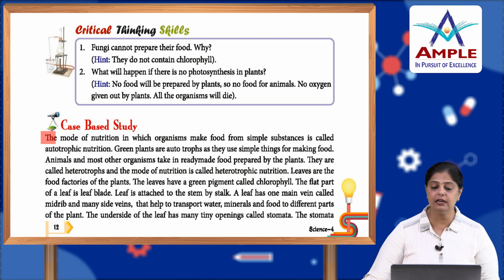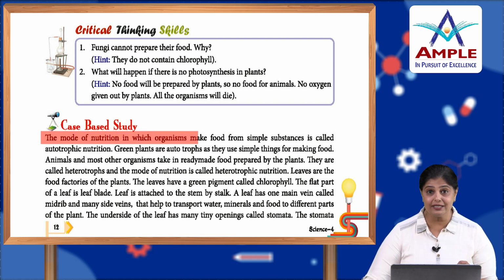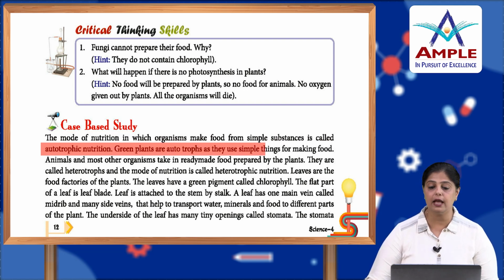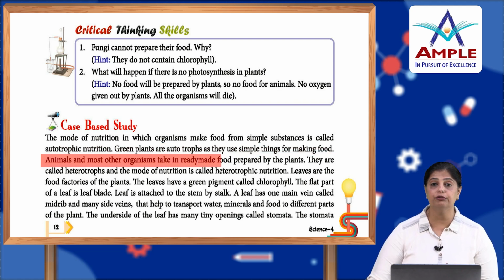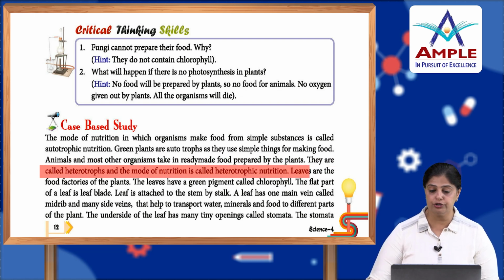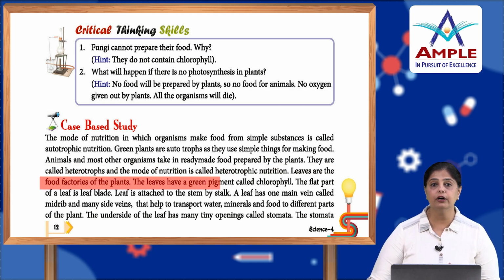Now, case-based study. The mode of nutrition in which organisms make food from simple substances is called autotrophic nutrition. Green plants are called autotrophs as they use simple things for making food. Animals and most other organisms take in ready-made food prepared by the plants. They are called heterotrophs and the mode of nutrition is called heterotrophic nutrition. Leaves are the food factories of plant. The leaves have a green pigment which is called the chlorophyll. The flat part of a leaf is called leaf blade. Leaf is attached to the stem by stalk.